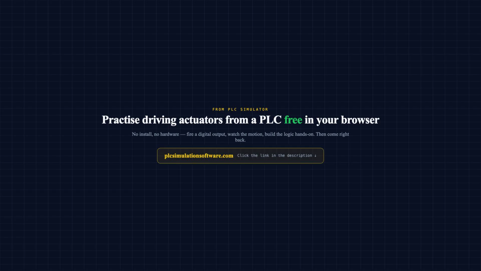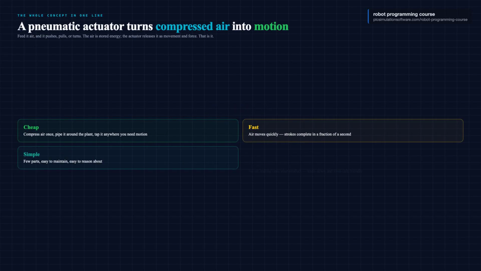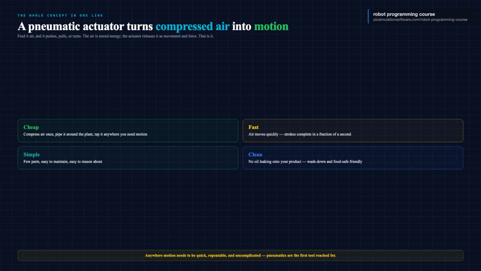Now back to the air. Here is the whole concept in one line. A pneumatic actuator converts compressed air pressure into mechanical motion. Feed it air and it pushes, pulls, or turns. That is it. The air is stored energy. The actuator releases that energy as movement and force.